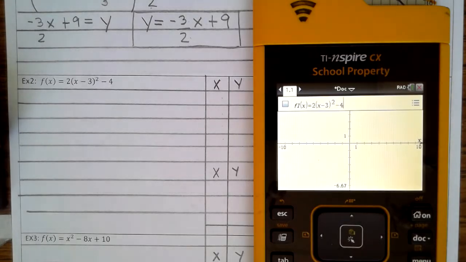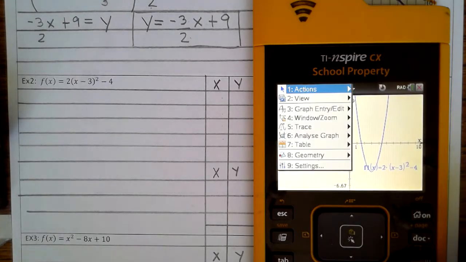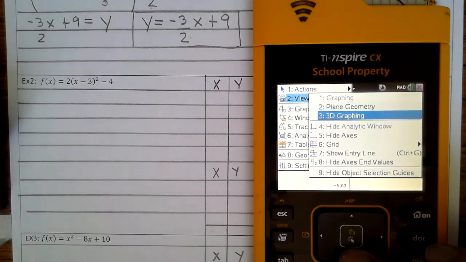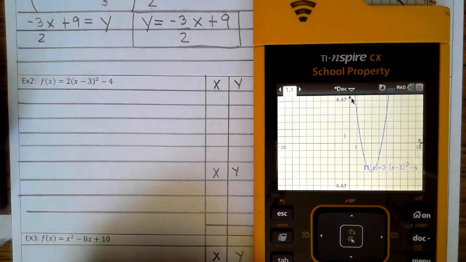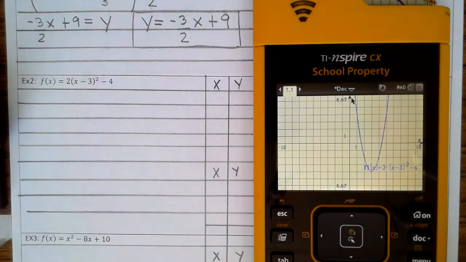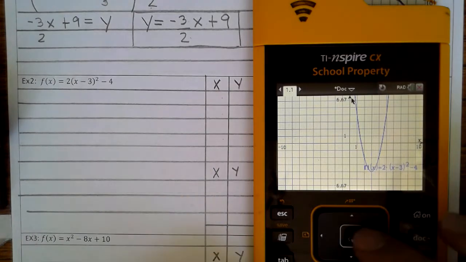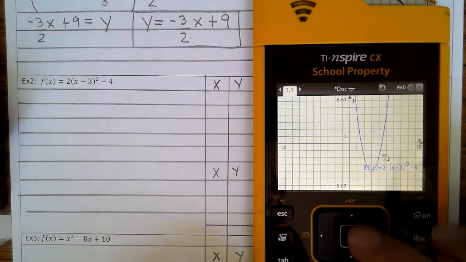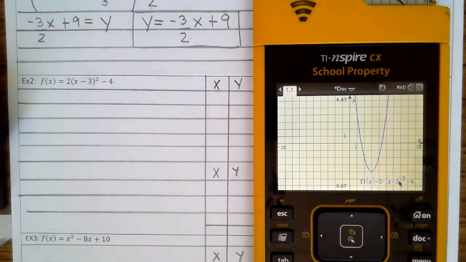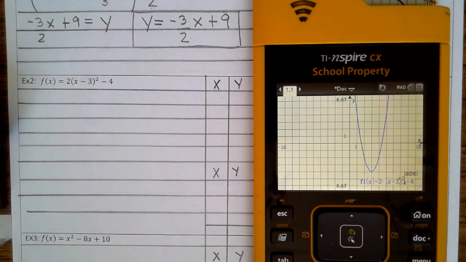Menu, view, grid, line grid. It's a little bright, so see if I can adjust the brightness a little bit. All right, so now remember, I'm going to move this equation out of the way. What we need to find first is the vertex, because when you're finding inverses of quadratic, you only use the positive side, the right side of the parabola.